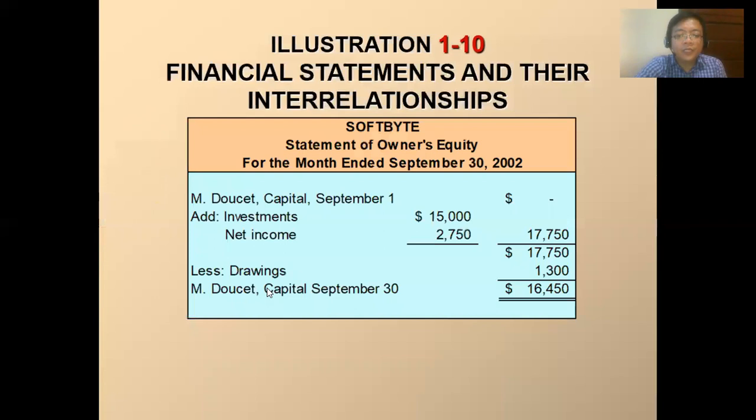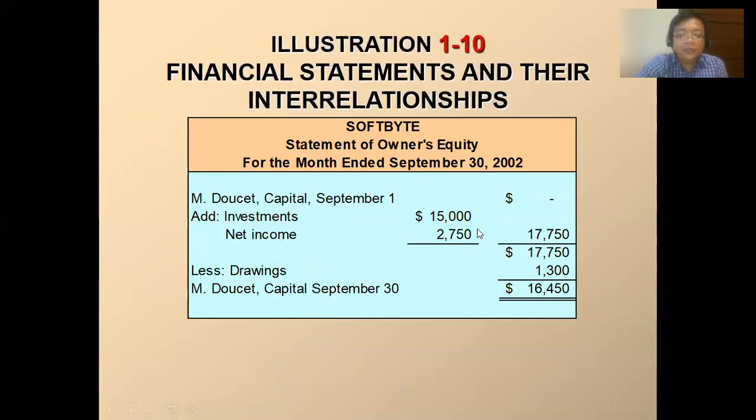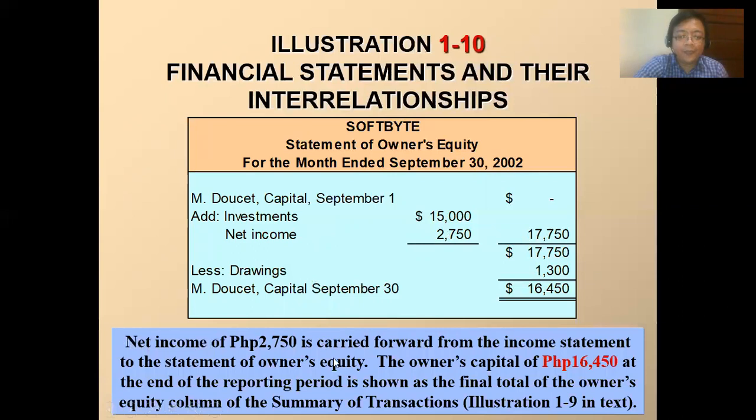Right. Example of the owner's equity here. As you notice, now investment mo kanina 15,000. Di ba you add 2,750? Saan to galing? Ito yan, no? Because the net income is to be added to your capital, and the drawings also are part of the transaction. That's why the owner's capital ending is worth 16,450 pesos. Again, 2,750 is carried forward as part of the owner's equity, and because of that, your owner's equity is worth 16,450.